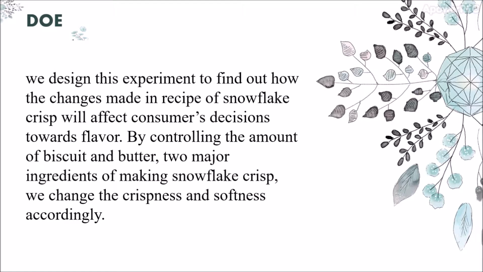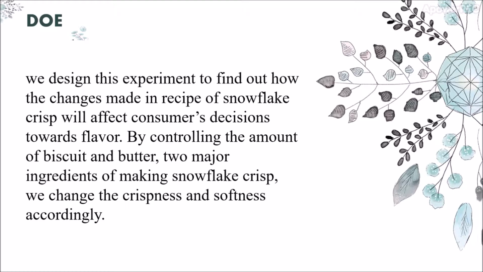In order to check how the changes made in the recipe of snowflake crisp will affect the customer's decisions towards flavor, and find out the best ingredient composition that optimizes the taste, we designed the following experiment. There are two major ingredients of making snowflake crisp, which are butter, mainly affecting the fragrance, and biscuit, mainly affecting the crispness. Each variable has two attribute levels.